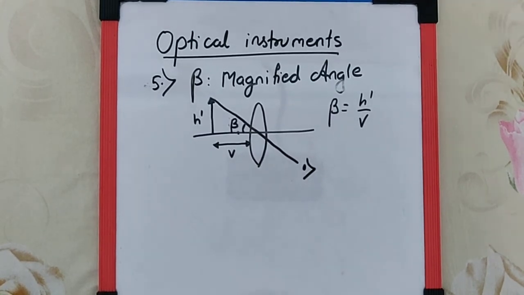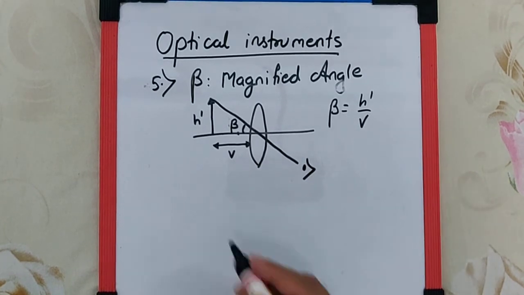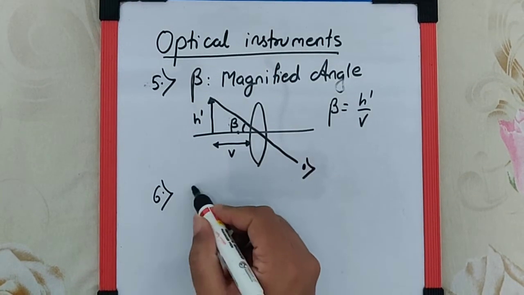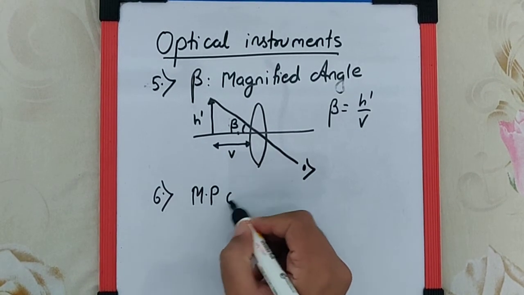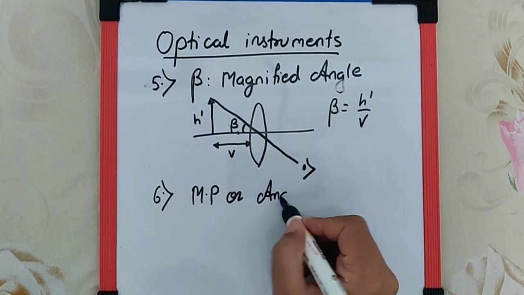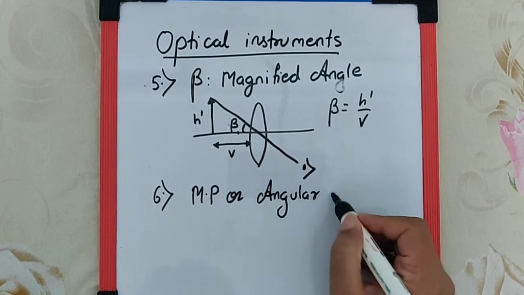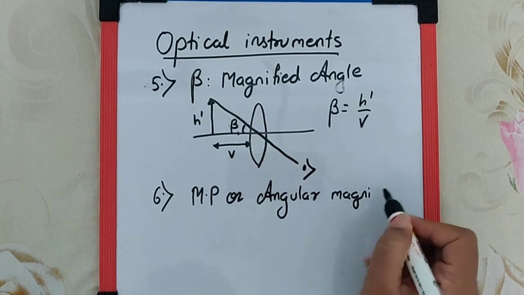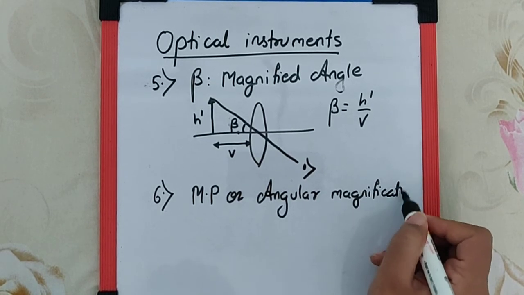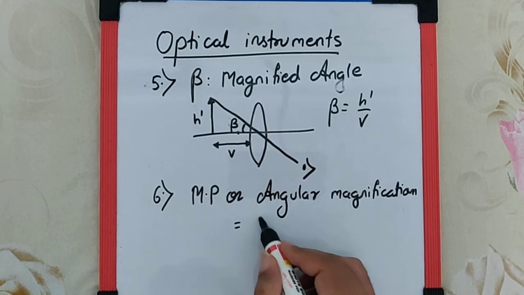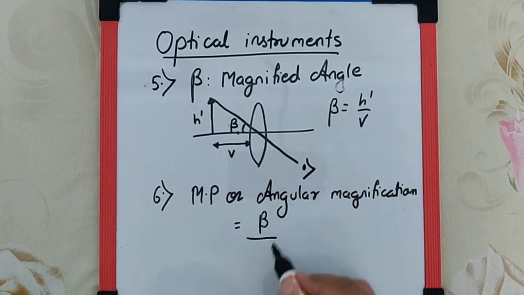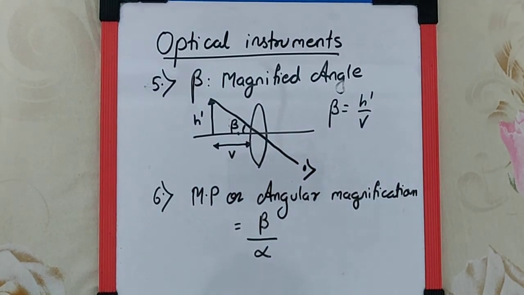Now the last term which you need to know and memorize is called magnifying power or angular magnification, which is nothing but the ratio of magnified angle to the visual angle.